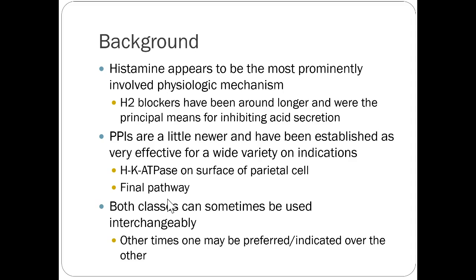So, some background: histamine appears to be the most prominent mechanism involved, and that's why the drugs we use really focus on that, or they focus on blocking the actual hydrogen-potassium ATPase on the surface of the parietal cell, which is your final pathway. Those seem to be the two most effective, and actually pretty simple, ways from a mechanism point of view of blocking the parietal cells from producing acid. They're basically used interchangeably to a certain degree.